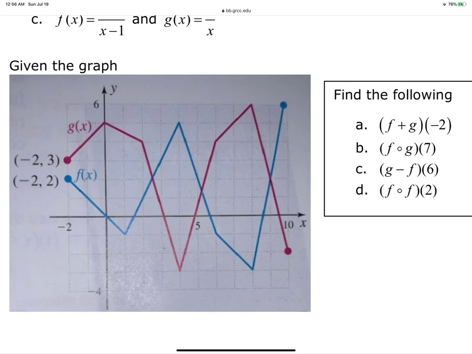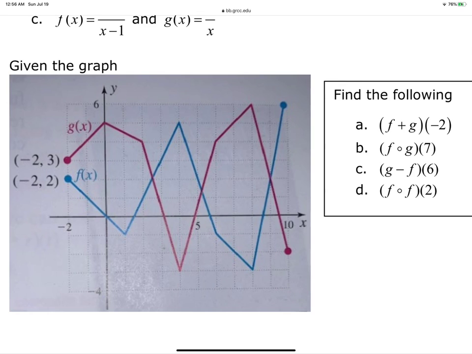So find the following. Given the graph, you need to find the following. Don't let this scare you. Even though there are no equations here, the graph is more than plenty. All right, so let's go ahead and tackle the first part, A.